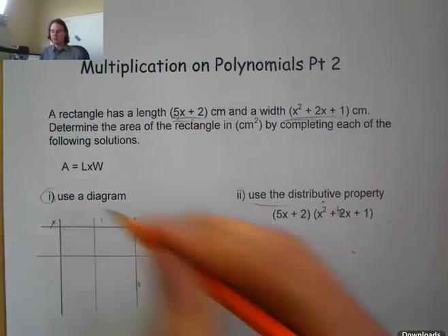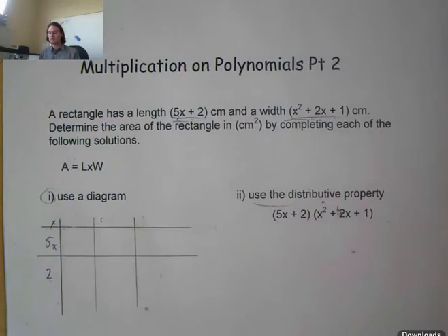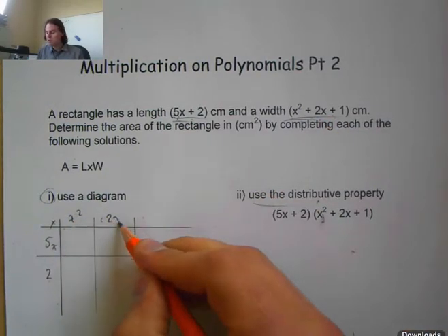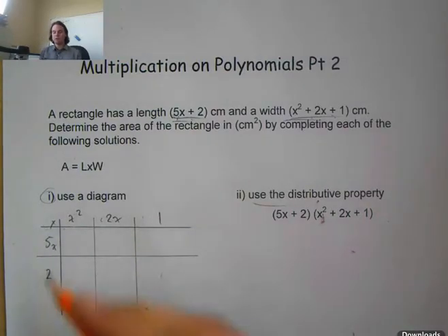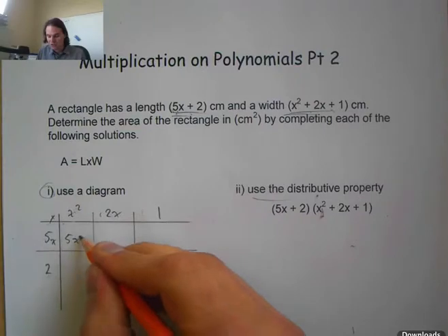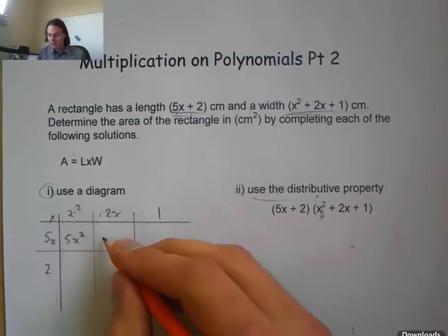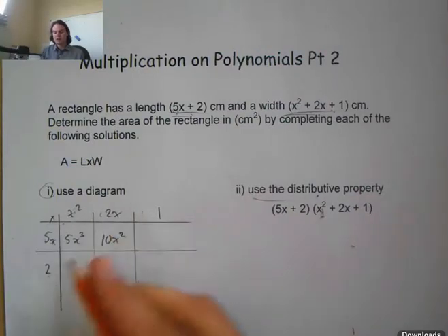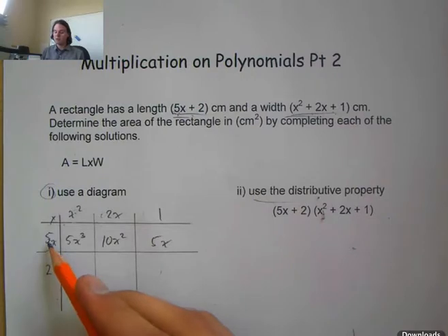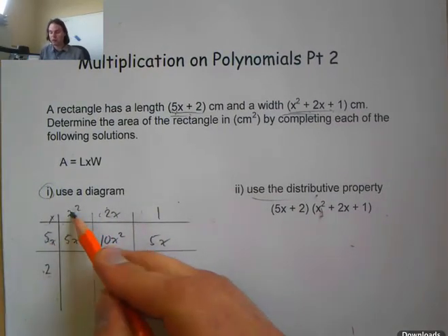We're multiplying these together. So I have 5x and I have plus 2. Then here I'm going to have x squared plus 2x and then plus 1. So 5x multiplied by x squared is going to end up giving me 5x cubed. Then 5x multiplied by 2x will give me 10x squared. And this times this is 5x. Now, look at that. We did once again this 5x multiplied by all 3. And now I have to do this 2 multiplied by all 3.